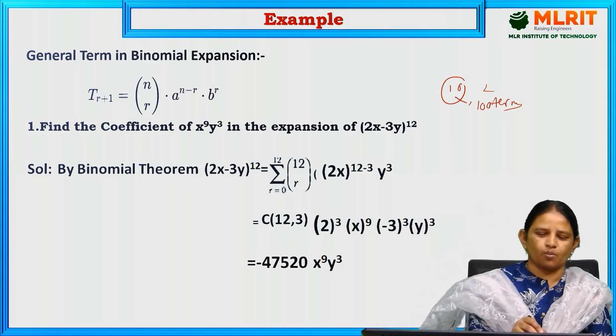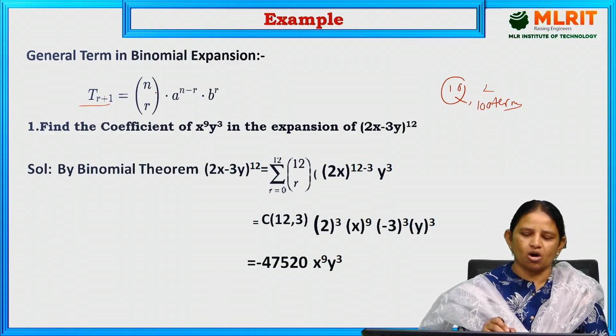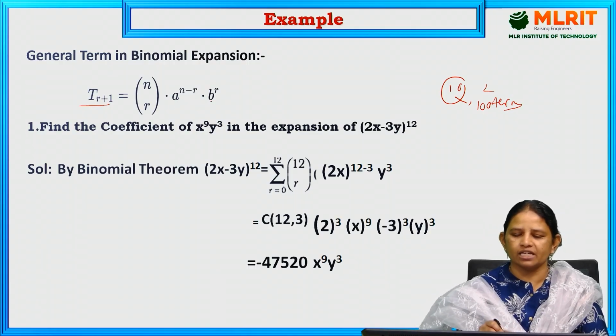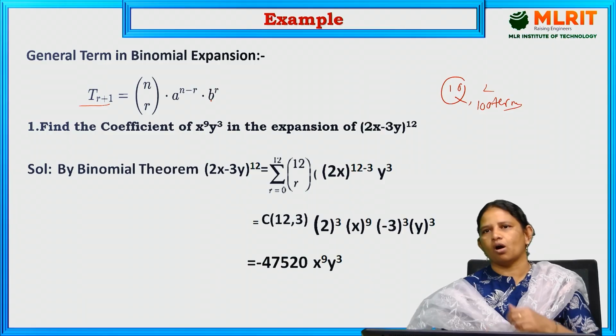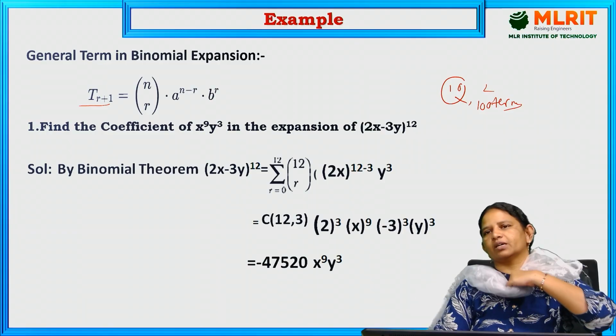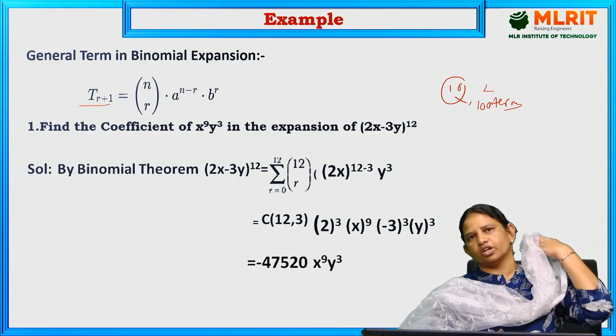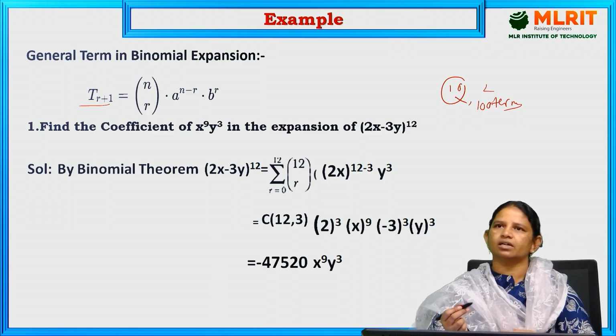What is the formula? T of r plus 1 equals nCr a to the power of n minus r into b to the power of r. That is the formula. So a terms are reduced, b terms are increased. So we need to construct the general term in the expansion.